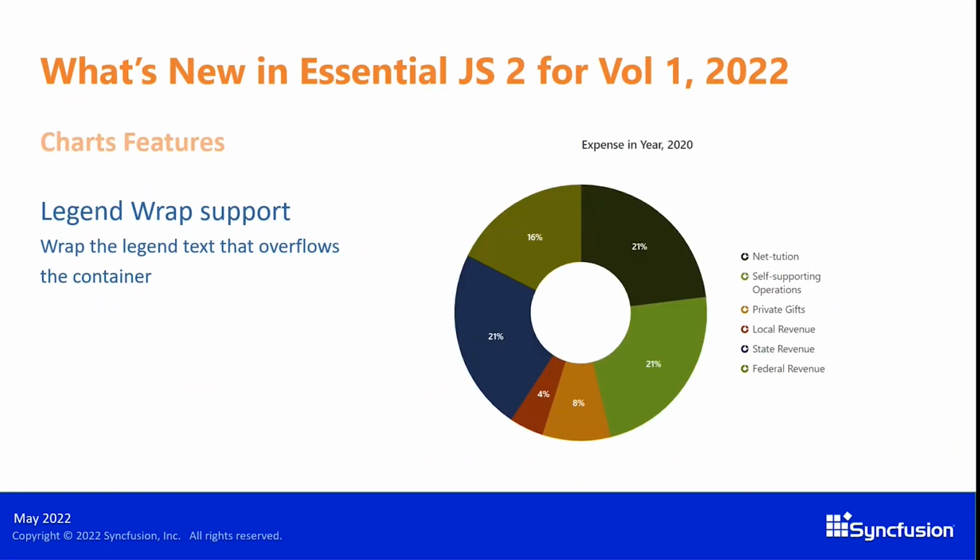And apart from those common features, to the chart component in Essential JS2 platforms, we have added a legend wrap support. So now you can wrap the legend text whenever it overflows the container. Say, for example, if there is a div container of a particular width, and if the legend text overflows that particular container, then you can wrap it to the next line. You can have a look at this image.